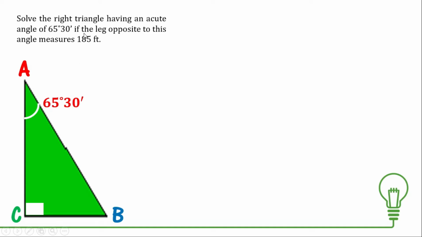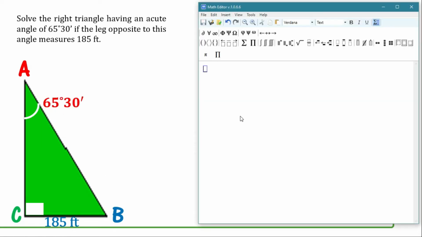And sabi dyan, the leg opposite to this angle measures 185 feet. Meaning to say, if this is our angle, the opposite side to our given angle would be the side BC, which measures 185 feet. Alright. So, next step is for us to write the given.